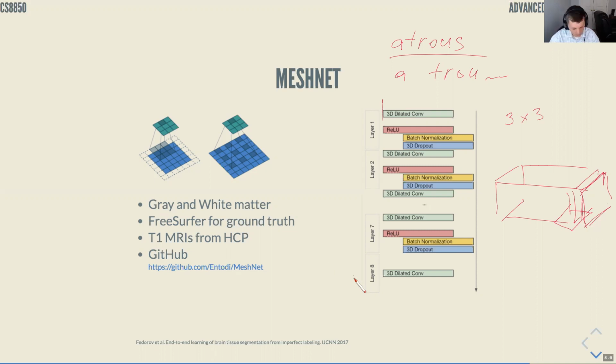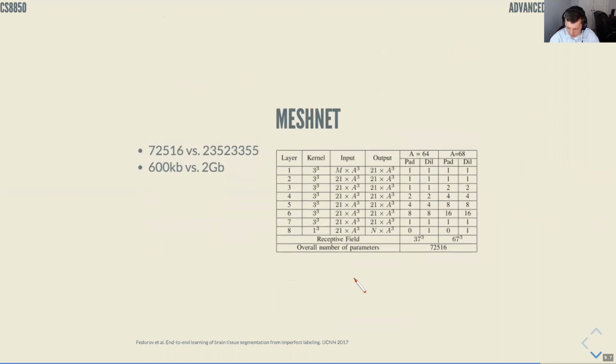What did we get with that? Yeah, all of them are just 3x3 kernels, and this is 3D, so we're convolving in 3D. Number of parameters is 72,000. 600 kilobytes versus a 2 gigabyte model. The accuracy and performance is better, and it's a faster model. It's lightweight. There is a huge problem though.